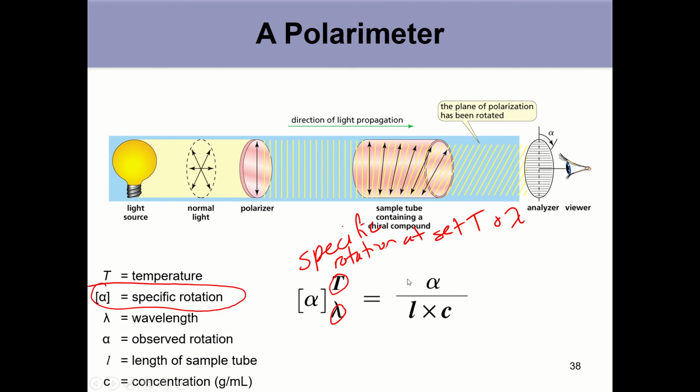A polarimeter is used to measure the degree of rotation of light. We need the temperature, the specific rotation, which is a known value, the wavelength, the observed rotation that you indicate as a measurement by your eye, the length of the sample tube, and the concentration in grams per milliliter, which is the density.